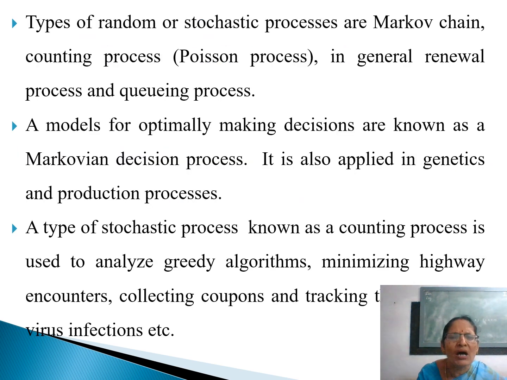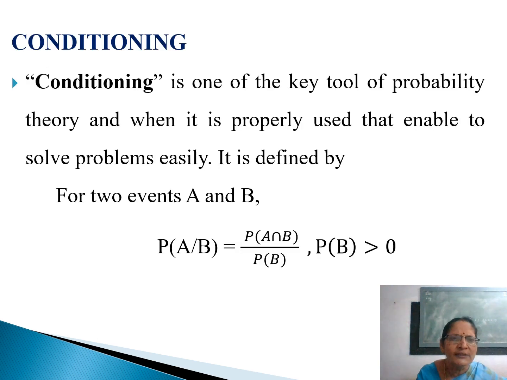Types of random or stochastic processes are Markov chain, counting process, that is Poisson process, in general, renewal process and queuing process. A model for optimally making decisions is known as a Markovian decision process. It is also applied in genetics and production processes. A type of stochastic process known as a counting process is used to analyze greedy algorithms, minimizing highway encounters, collecting coupons, and tracking virus infections, etc.